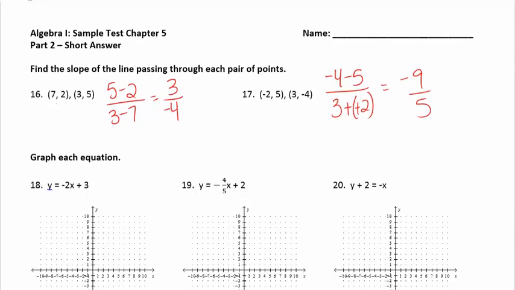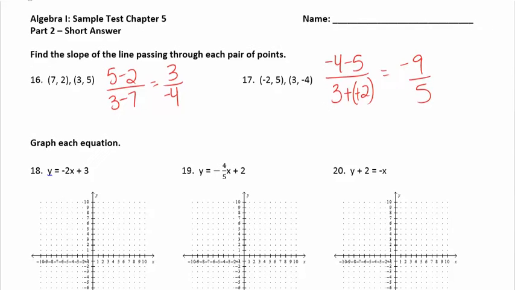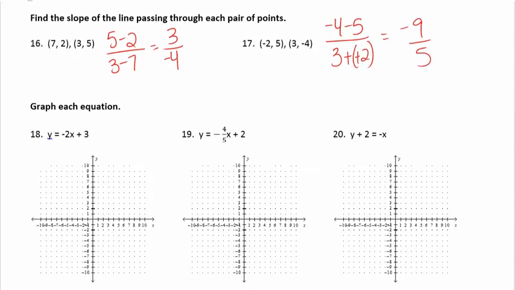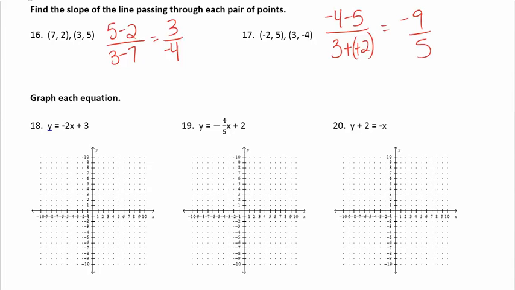Starting on number 18, you're asked to graph the equations of the lines. So for number 18, you'll notice it's in slope-intercept form. So we start up at positive 3, and then we use the slope of negative 2, or negative 2 over 1, to go up 2 and over 1.